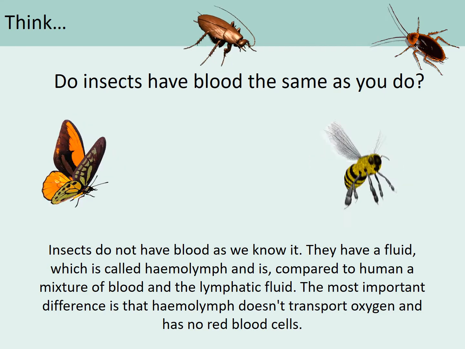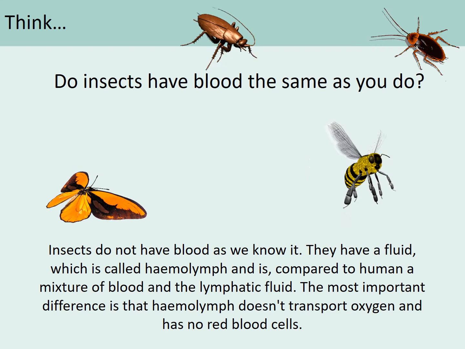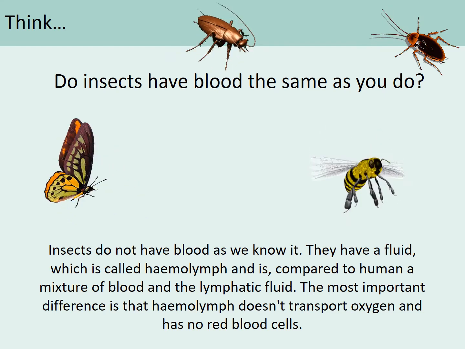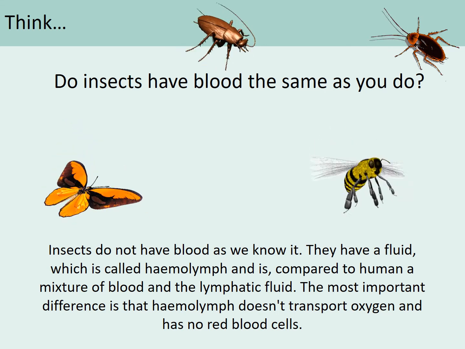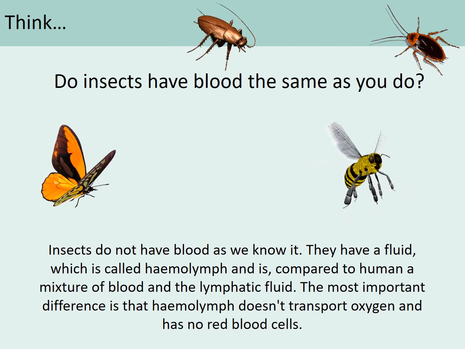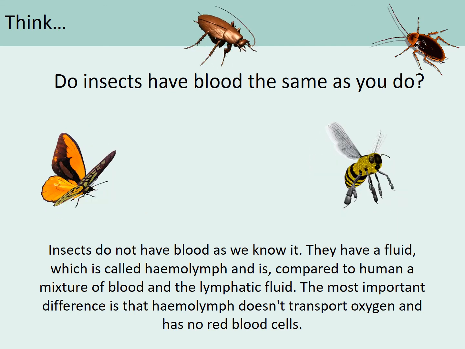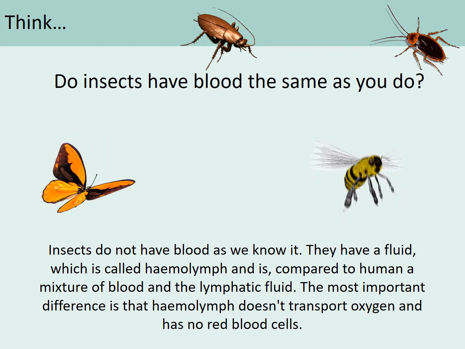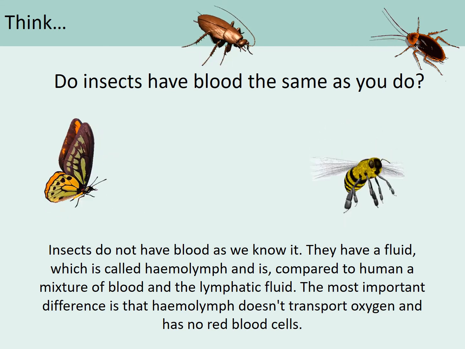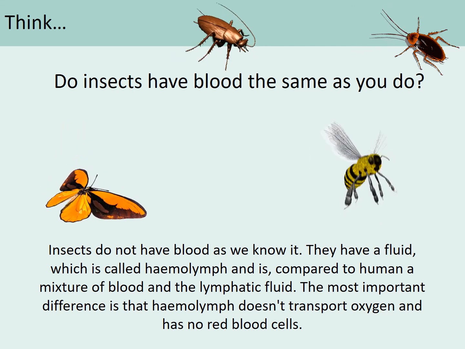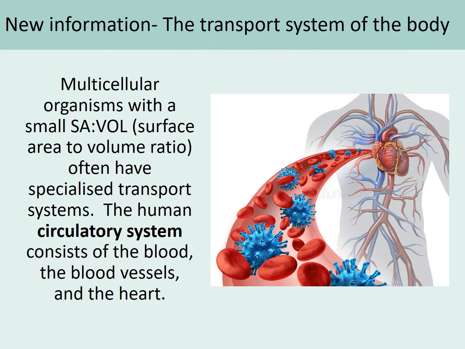Okay, it's called hemolymph, and it is kind of a mixture of blood and also lymphatic fluid. And we have lymphatic fluid inside us, and it kind of just takes away some of the nasty stuff. The most important difference is that hemolymph doesn't transport oxygen, and they don't have red blood cells, which is what gives our blood that red colour. Now, you don't need to write any of that down. It's just the interesting fact of the day.